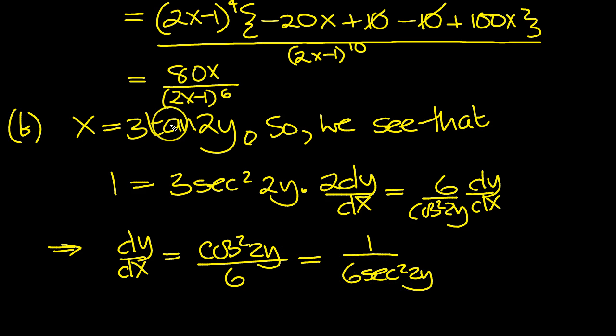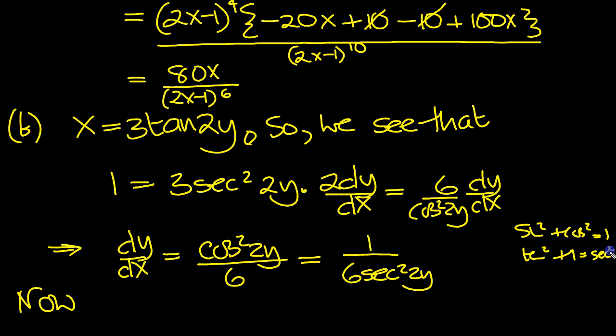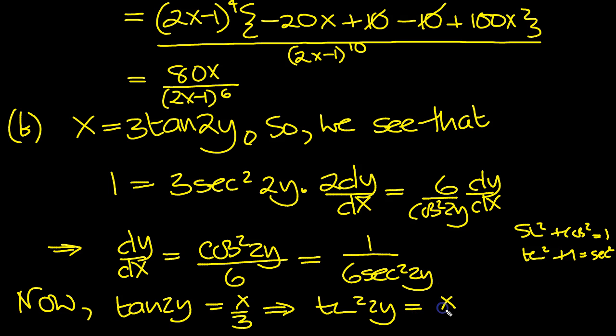And the reason we want to do that is because we've got tan here. Now let's have a look at this then. Now sine squared plus cos squared equals 1. So the tan and the sec, if we divide by cos squared we'll get tan squared plus 1 equals sec squared. So this is what we want to use. Tan 2y is equal to x over 3. So that tells us then that tan squared 2y is equal to x over 3 squared, which is equal to x squared over 9.